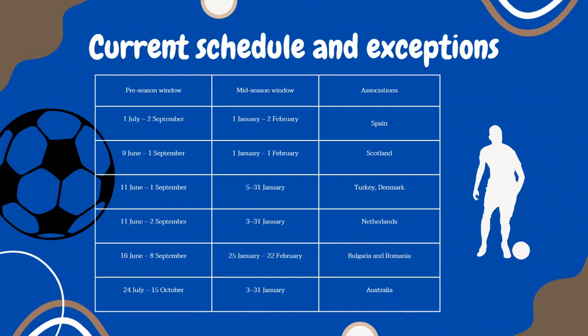Bulgaria and Romania start on the 16th of June to the 8th of September, so the mid-season window starts from the 25th of January to the 22nd of January. And the last one, Australia, starts on the 24th of July to the 15th of August, so the mid-season window starts from the 3rd to the 31st of January.